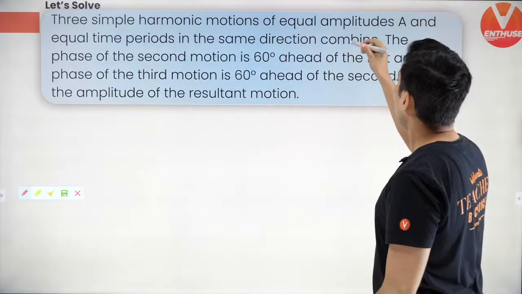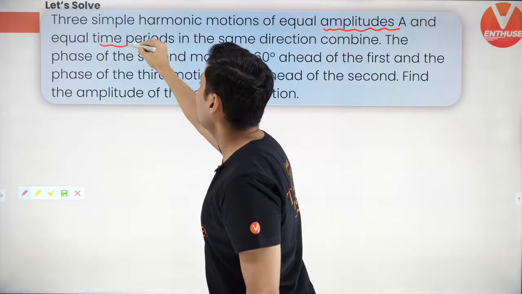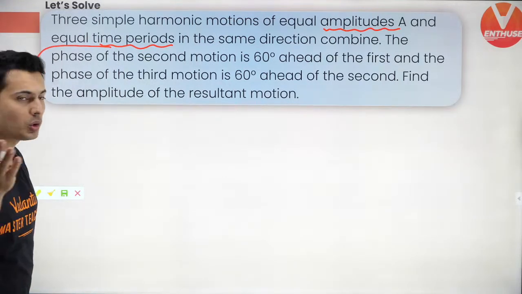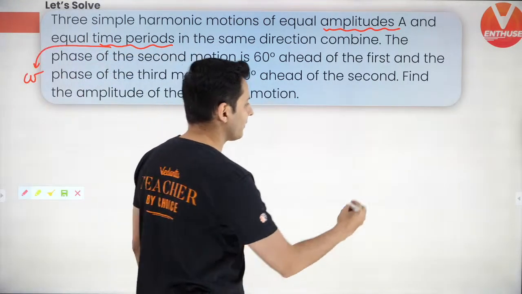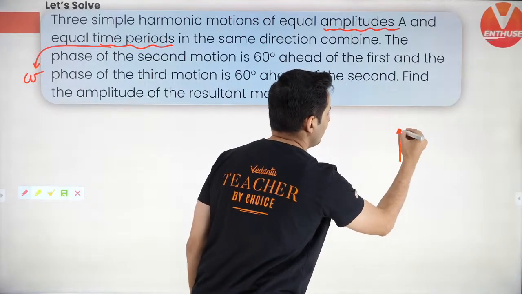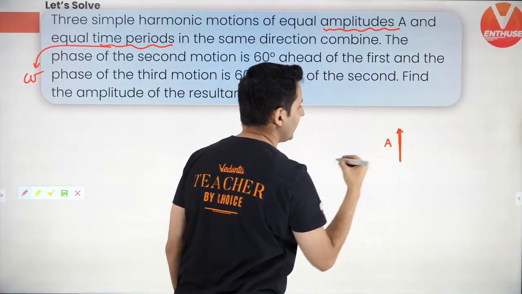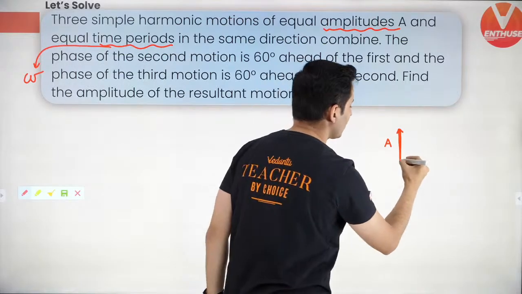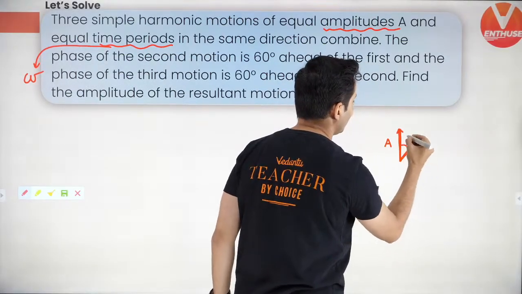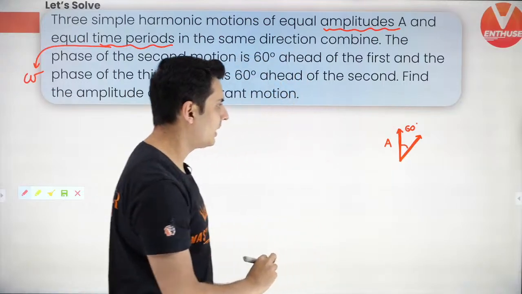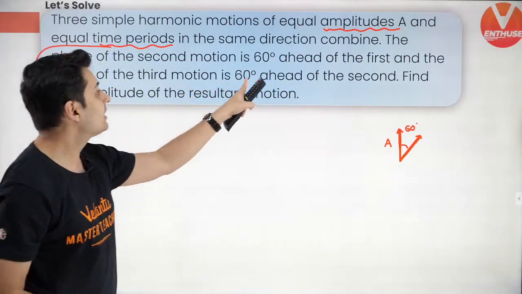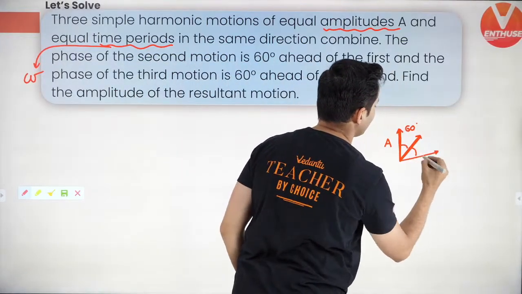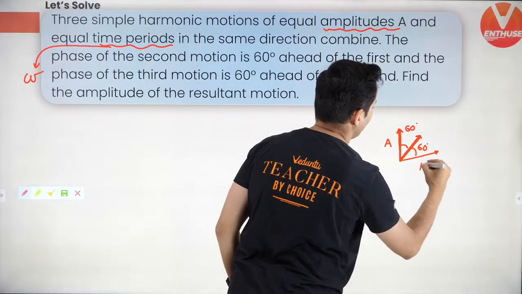There are 3 SHMs. Amplitudes are A and time periods are equal. The moment the time period is equal, omega is also the same, because omega is 2 pi by T. So think about it. If this is the SHM1 phasor of amplitude A, the second SHM is 60 degrees ahead. So 60 degrees ahead means somewhere over here, this is the second SHM, making an angle of 60 degrees, again of amplitude A, and the third SHM is 60 degrees ahead of the second. It's another 60 degrees over here. All of them are A only.